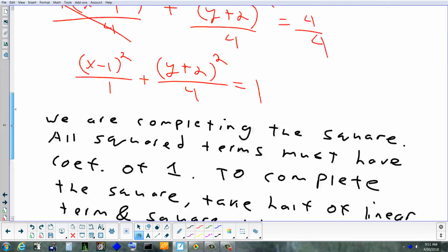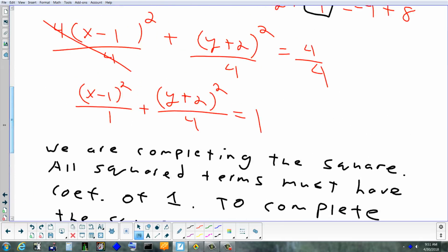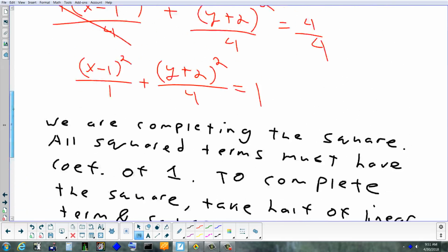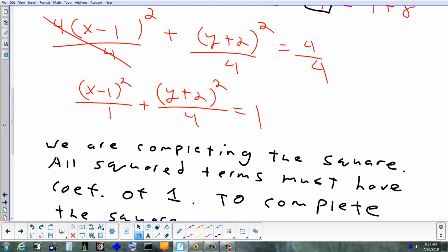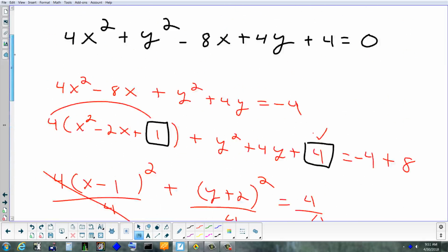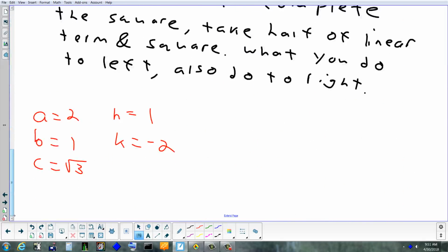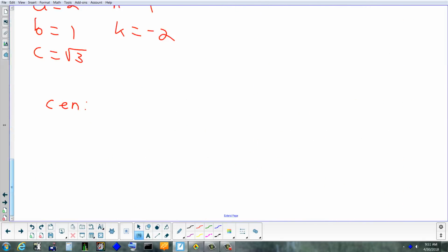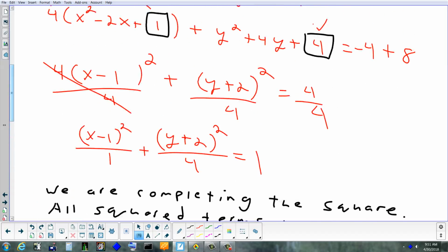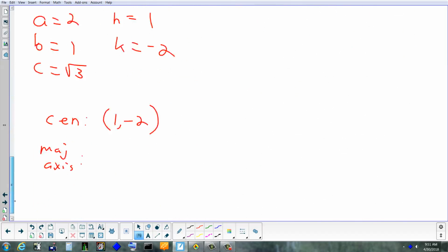Okay, be a little careful with H and K. What's H in this case? Yep. 1. Yep, I agree. H is 1. What about K? Gracie? -2. Now we've got all the information we need to discuss it. Center is H, K. The major axis. Let's see what the bigger number is under. Bigger number is under Y. Major axis is vertical.